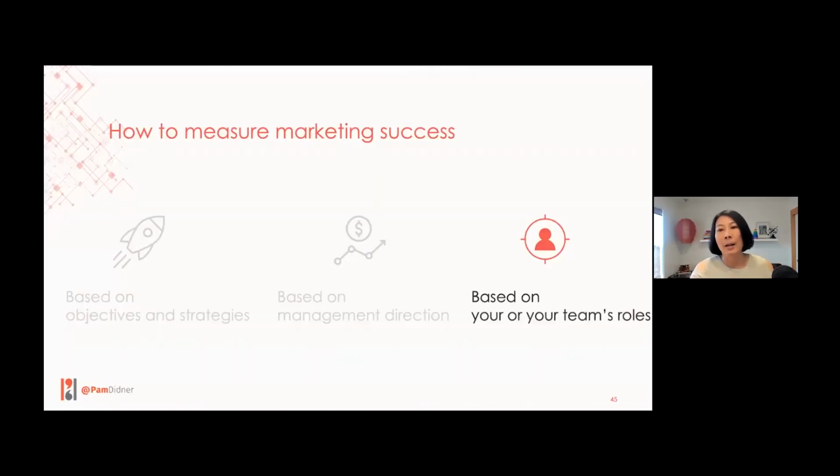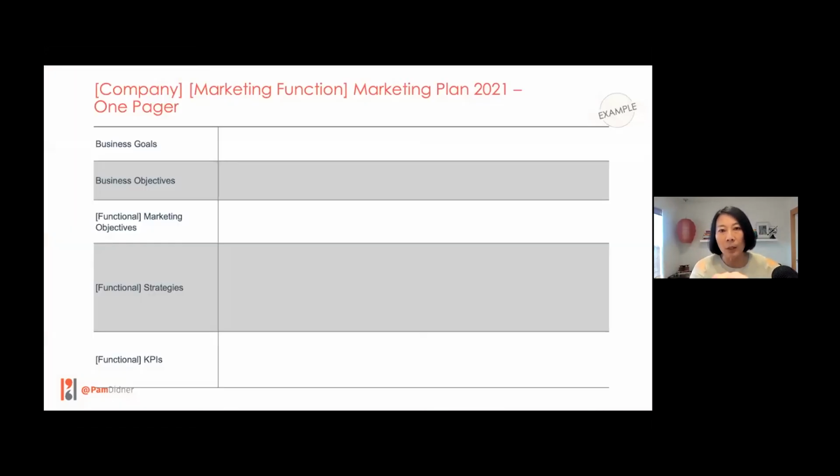Okay. So the next thing I want to talk about is based on your team and your team's role. I strongly suggest everybody take this specific slide, do a screenshot, I don't care. Create your own marketing function's goals, your own objective, your own strategy, tied with the business goal, business objective, and the KPI.